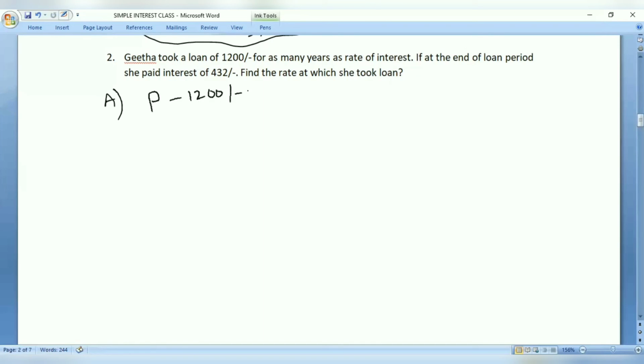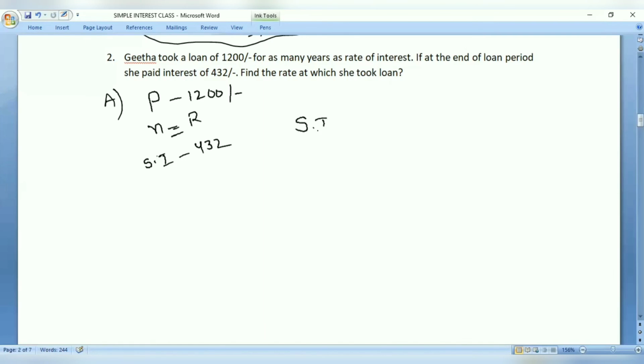Find the rate at which she had taken, right? So N is number of years. It is equal to the rate of interest. So number of years and rate of interest both are same. Now the time period is again the same we have taken. But there is one more thing that is given. She earned interest of 432 rupees.